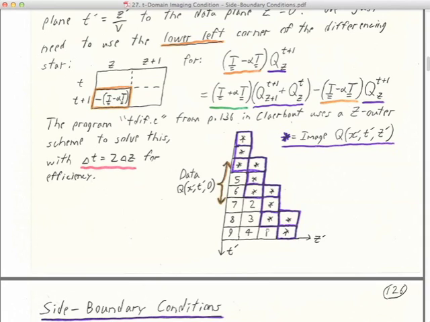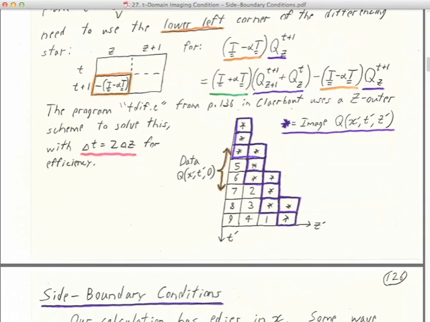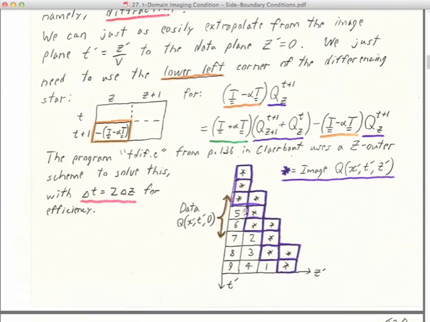And then in a Z outer scheme, we wrap back up to the earlier time T, right? T is still hanging down. And we get number 2. And then we know these three. We get number 3. We know these three, right? We know 3, the data, the image, and 1. We get 4. And then we wrap up. And after getting to 9 in this particular scheme, we have the data along the time axis. Okay, so that's how that code works.